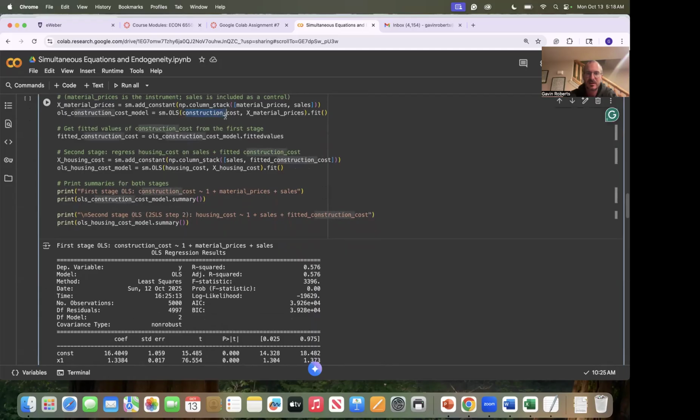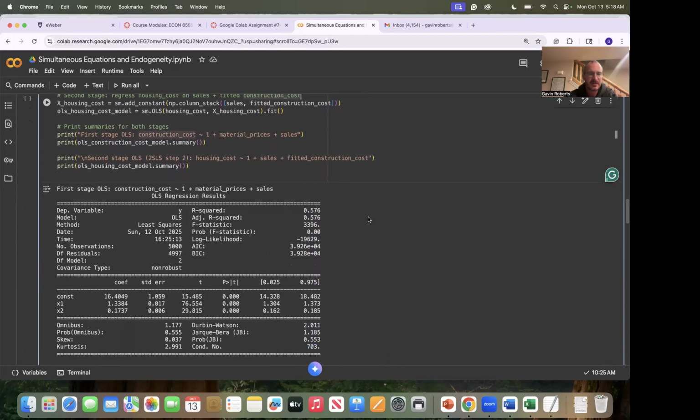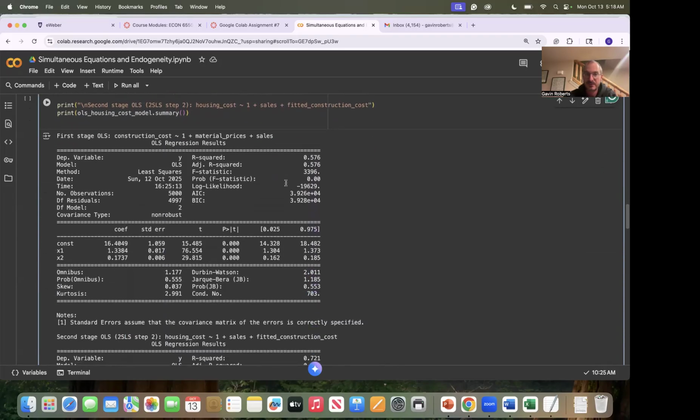So construction cost is our dependent variable. This is just our set of independent variables right here. So we fit that, and we can assess the first stage results right here. Our R squared is a little over half. You can't really know actually if it's good or not, but that seems big enough to be relevant. We're explaining more than half of the variation in the data. The F statistic shows the model is significant, so the overall model is statistically significant.